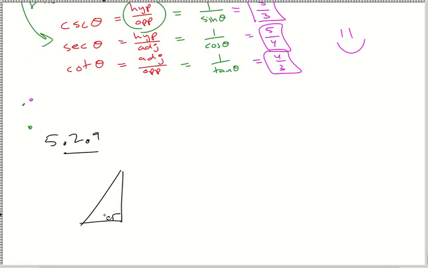Okay, let's set this thing up. I got a 30 here. I got a 60 here. That's a 90, by the way. Anything that's got a square box is a 90. I got a 1. I got a square root 3. And then I got a 2. And they say, find the secant of 30 degrees using this triangle.